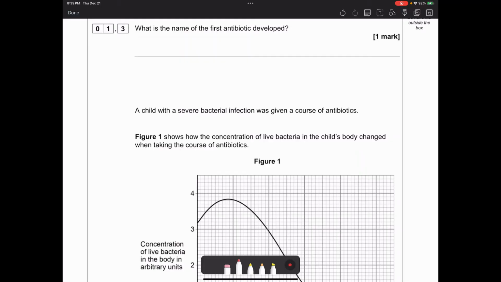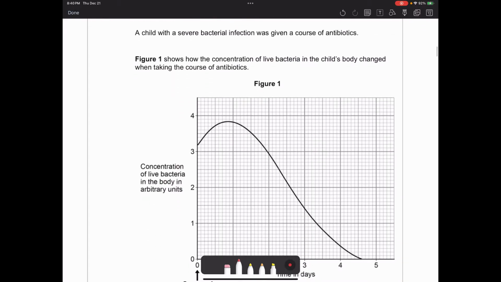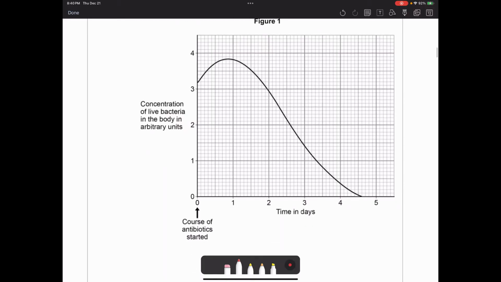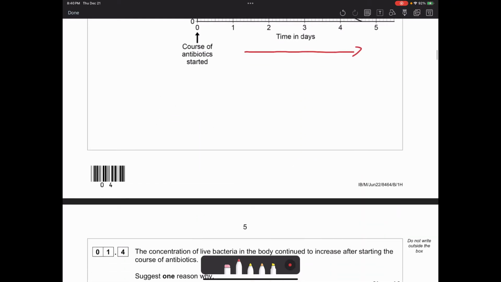Question 1.3. What was the name of the first antibiotic developed? Hopefully you should know it is penicillin, discovered in World War II that prevented many infection deaths. A child with severe bacterial infection was given a course of antibiotics. Figure 1 shows how the concentration of live bacteria in the child's body changed when taking the course of antibiotics. So you've got the time in days and you've got the concentration of the live bacteria in the body. You can see they started the antibiotics on day 0.